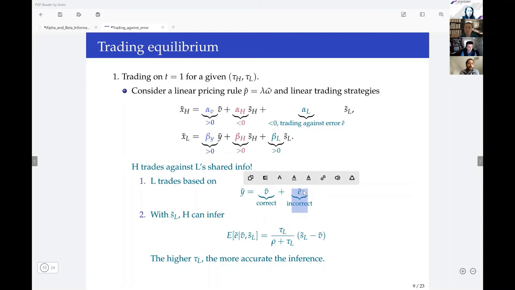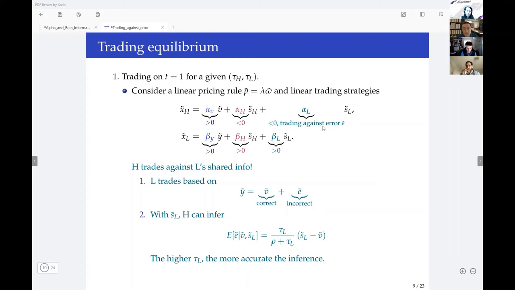So how to back out that error? Because H investor knows V, if L shares with H investor, then the shared signal minus V is this error. So you can think of the information shared by L to H as sort of noise. When you tell me something, I use my own more precise information to back out your noise, and I trade against that. That's why this alpha L is negative: H is superior to L in terms of fundamental information. So H will trade against L.